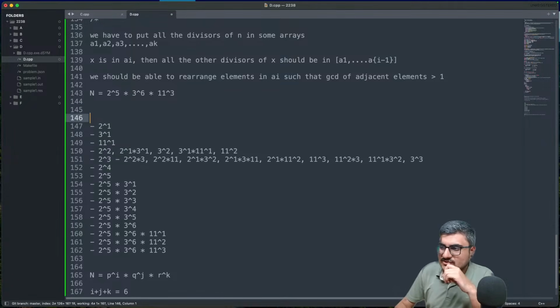So the number of layers for this problem would be 5 plus 6 plus 3, which is 9, plus 4, so 14 layers at max you need.